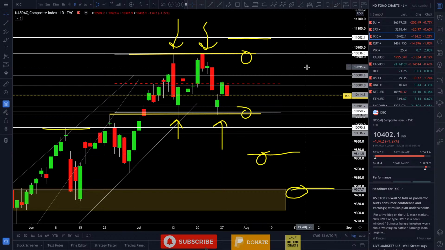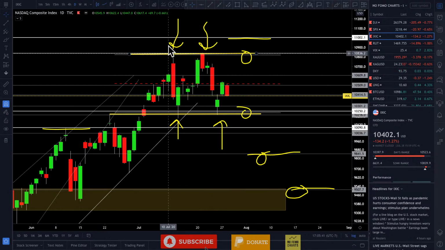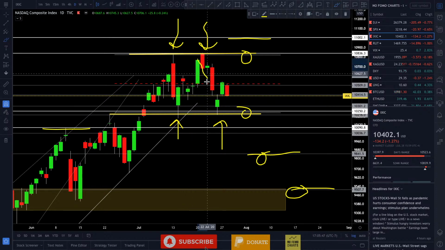So where's the downside target? If this is a double top, you see this right here on the candles, double top of 10,845, we want to see: is this going to turn into a downtrend? If it is, the next support level would be the 10,000 psychological range, somewhere around here.